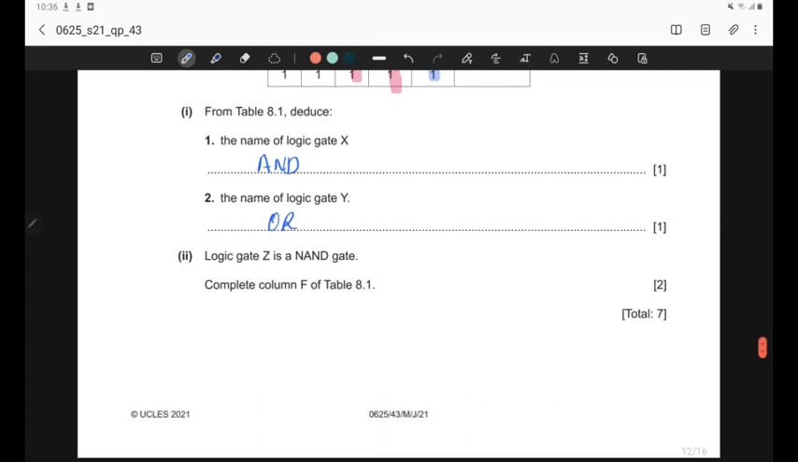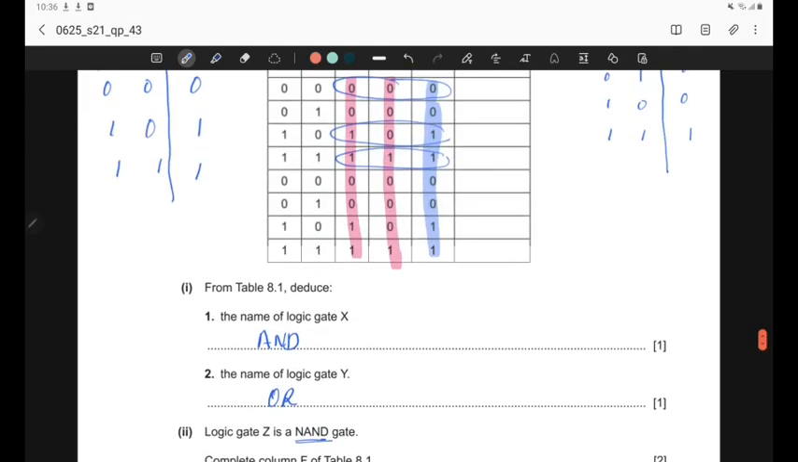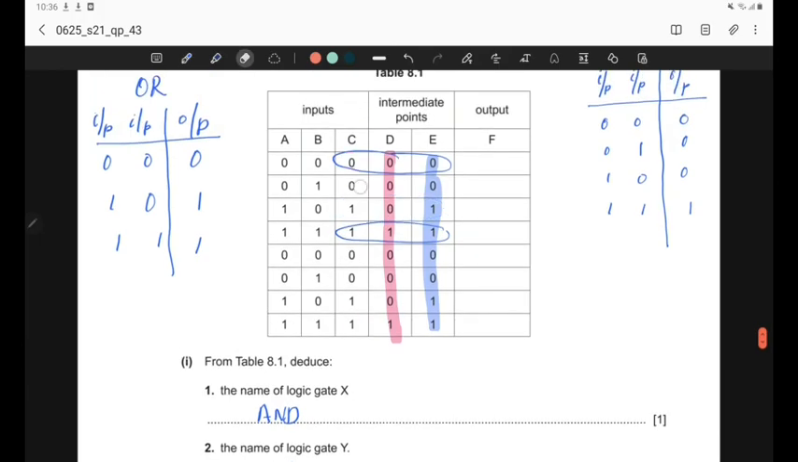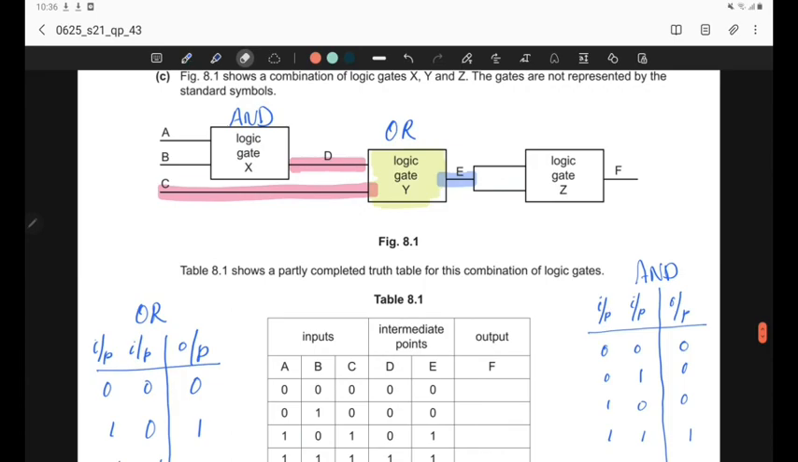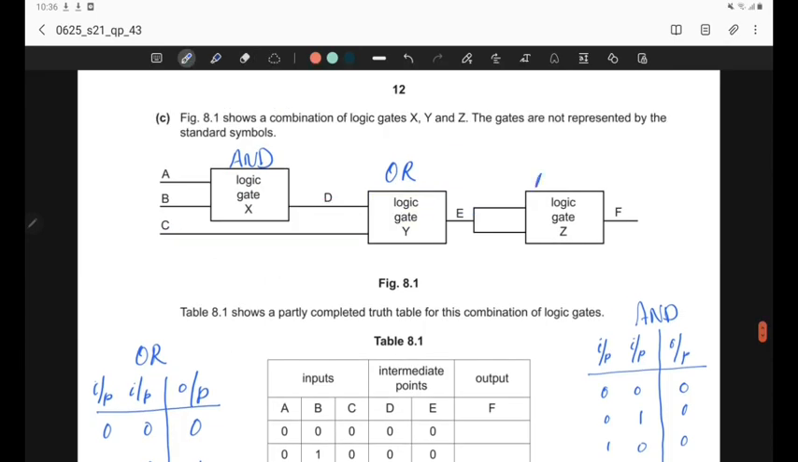Part 2, logic gate Z is a NAND gate. Complete the column F of table 8.1. So again we can go back to the circuit diagram, and it's mentioned that logic gate Z is a NAND gate.